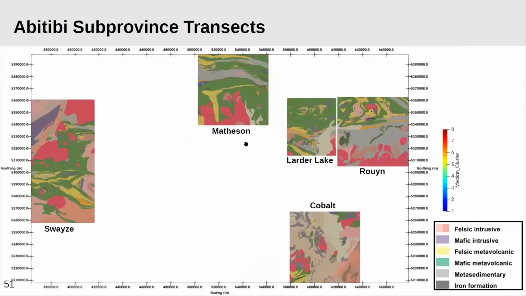So having done that, I put all these models together. I'm just going to show all of them together right now. So this is the Abitibi part: Swayze, Matheson, Larder Lake, Royan, and Cobalt. So these are their surface lithology. Again, notations are in here, what they represent.